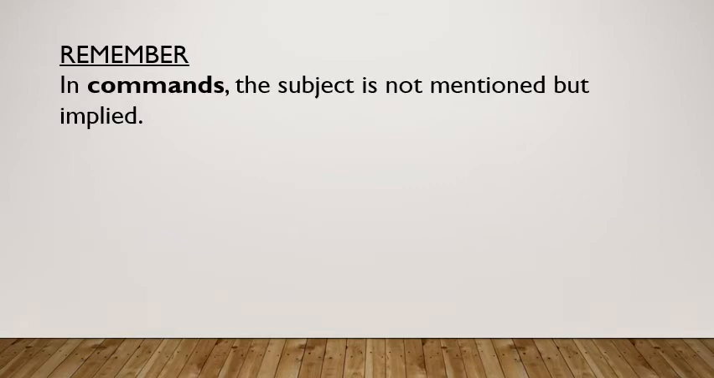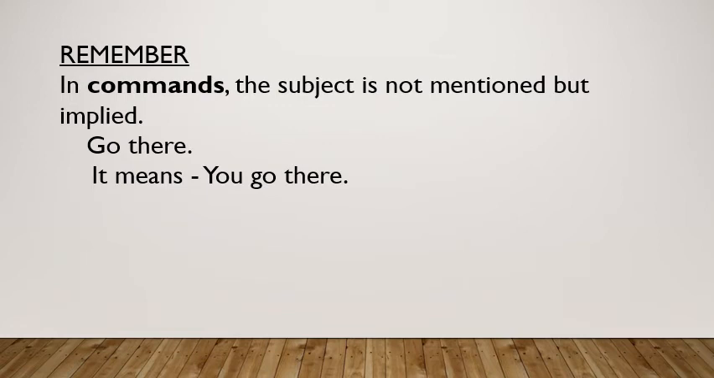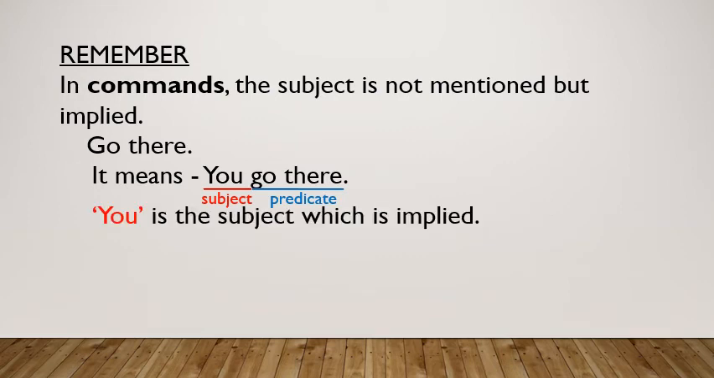Now the next thing to remember here is that in commands, the subject is not mentioned but implied. Let's see. Go there. If I give you a command, go there, I am asking you to go there. So it means you go there. So what is the subject? You, and go there becomes the predicate. So here you is the subject which is implied.